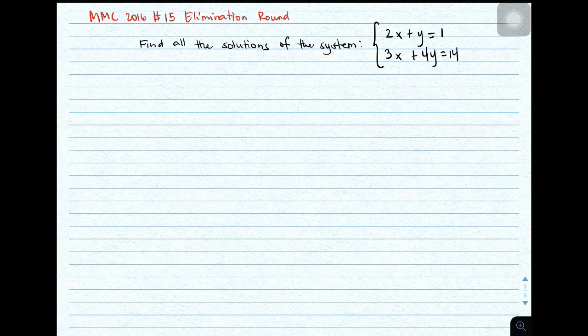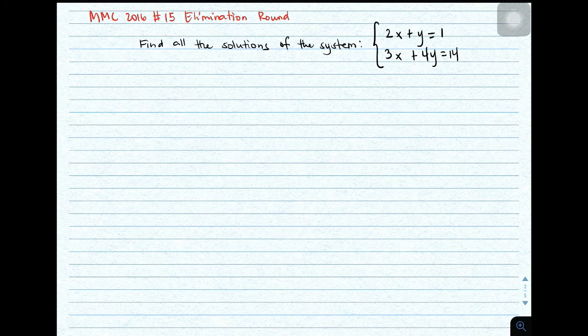Now, let's go with item number 15 of MMC 2016. Sabi dito, find the solutions of the system 2x plus y is equal to 1, 3x plus 4y is equal to 14. Now, ang target lang naman natin dito is to find the value of x and y and that will be the solution of the system.